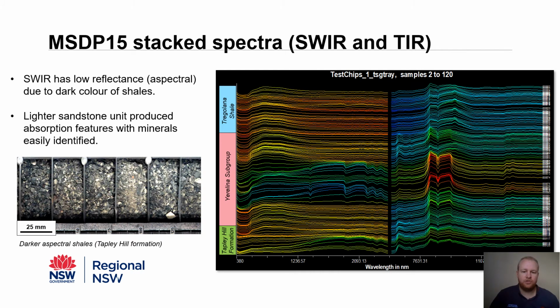Here I've joined the shortwave infrared with thermal infrared. Now we can physically see the low spectral response from those darker shales, with no absorption features present. The spectra in the middle, with clear absorption features, is the lighter sandstone unit I mentioned earlier, and this can be accurately interpreted.